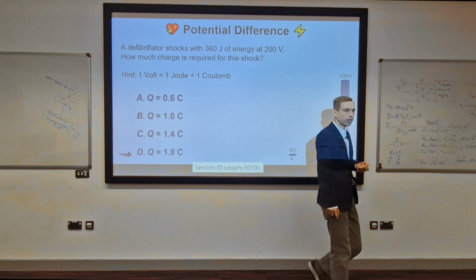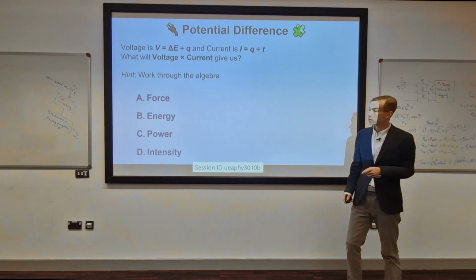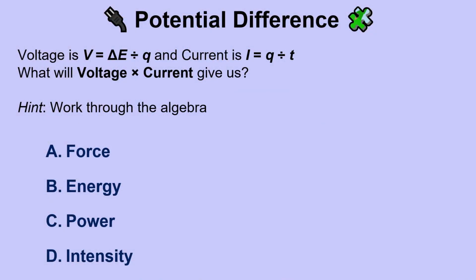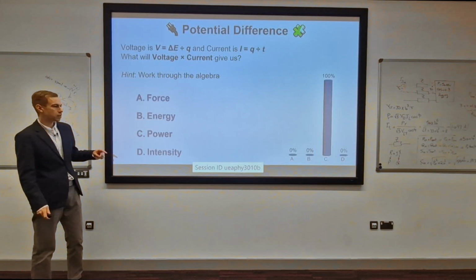There's another really important thing that happens when we think about combining some of these quantities. We've got the voltage over here, it's energy per charge, and we saw last time current is charge per time. Physicists always like thinking about what's going to happen when we combine these. So what are we going to get if we combine voltage with current? Which of these four options are we going to get?